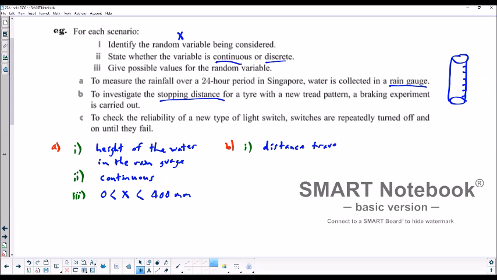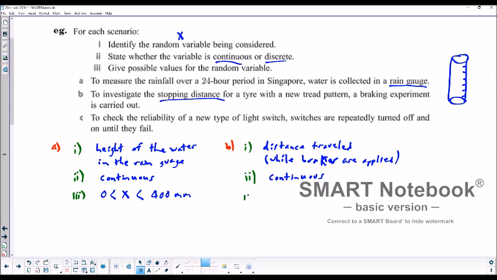So we'll say that's the distance traveled, of course while brakes are applied. Then, is this discrete or continuous? Is the distance traveled something that we can count, or something that we have to measure? We can see that it's going to be measured. So that's going to be a continuous random variable.